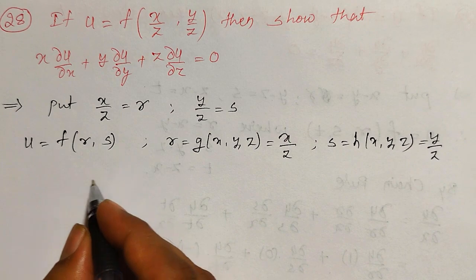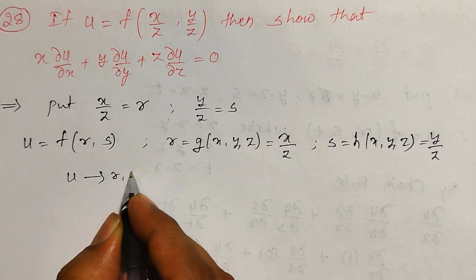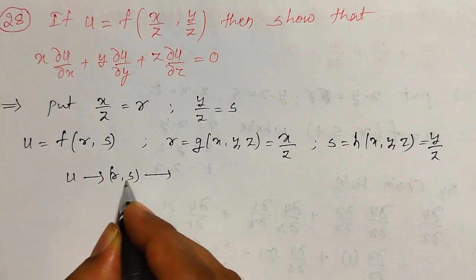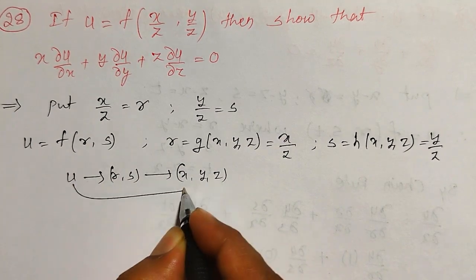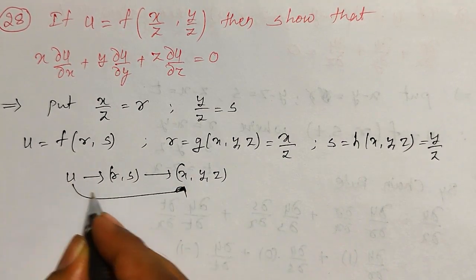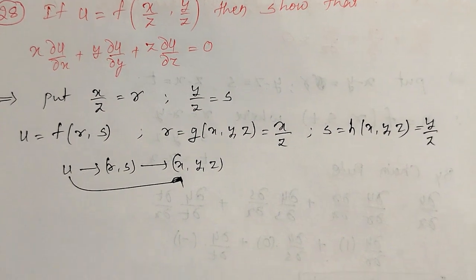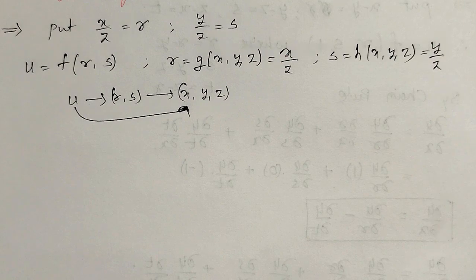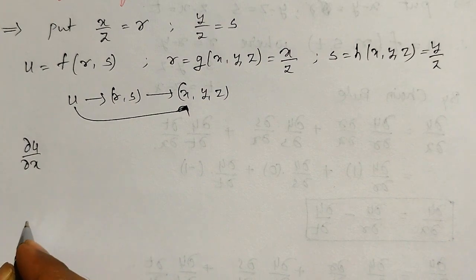Now here u is a function of r and s, and r and s are functions of x, y, z, three variables. Therefore indirectly u is a function of three variables, x, y, z. Therefore there exist three partial derivatives of u with respect to x, y and z. Those are dou u by dou x, dou u by dou y and dou u by dou z. How to define and find them, we'll do one by one here.